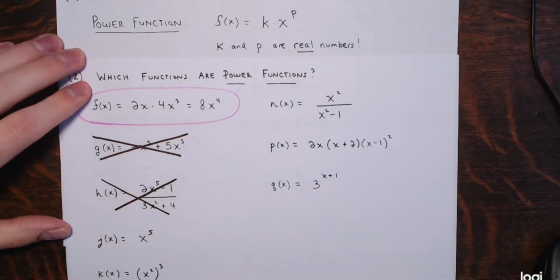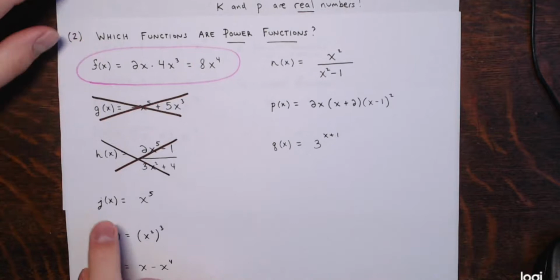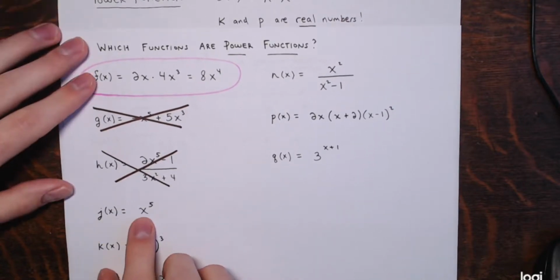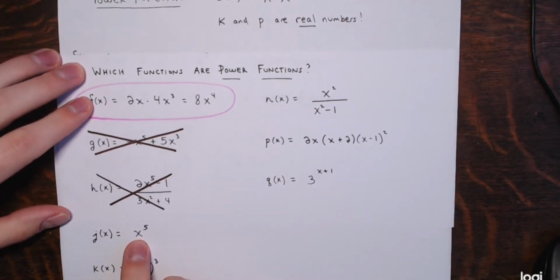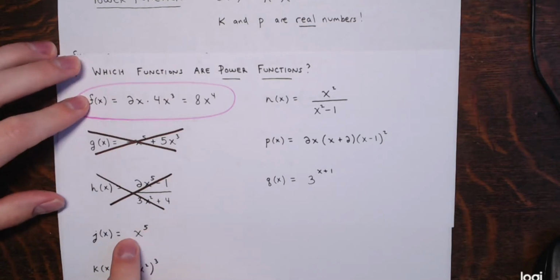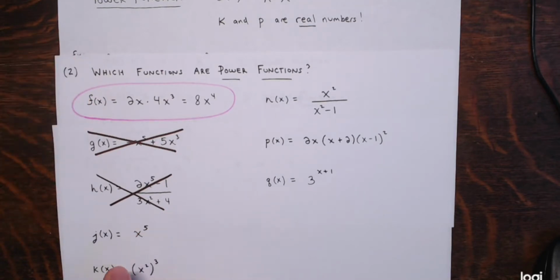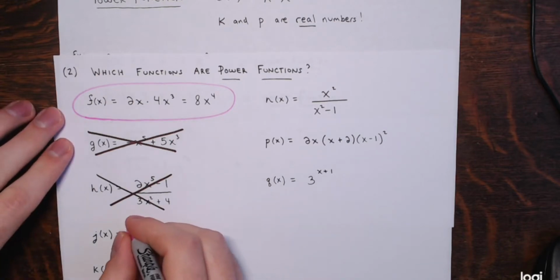Okay, how about this? J of x equals x to the 5th. That is a power function. It's 1 times x to a power. A number times the input variable to a power. So this is a power function.